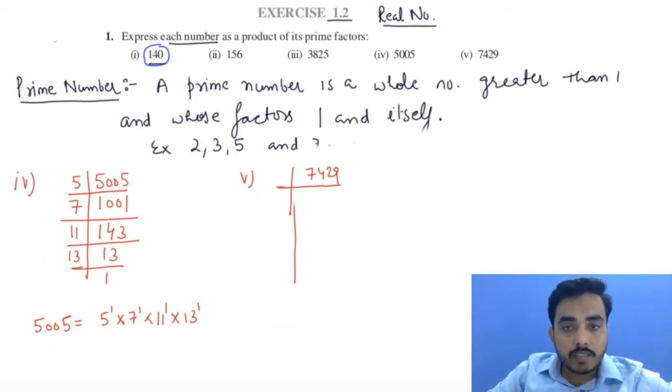And it is not divisible by 5. It is also not divisible by 7. So as I know, it will first be divisible by 17. So 17 times 437 is 7429.